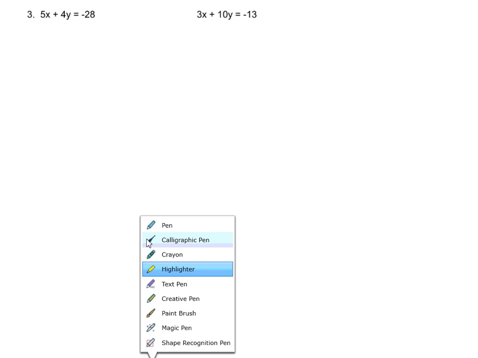Third example here. So when we're looking at this one, I don't have any coefficients on any of my variables that are the same, so I have to make them the same. And in order to make them the same, I'm going to have to multiply my equations by something. So I'm going to deal with, in this case, my x's because they're not as big of a number. So I have a 5x and a 3x. I have to find a common number. I'm going to multiply this equation by 3, and I'm going to multiply this whole equation by 5.